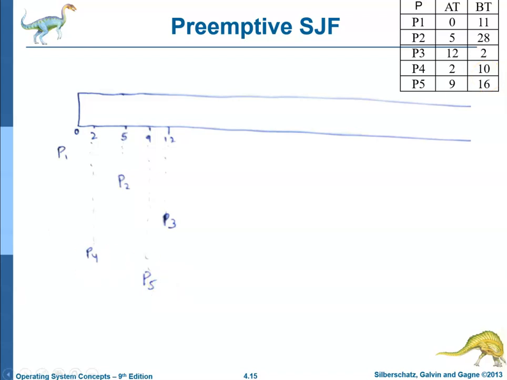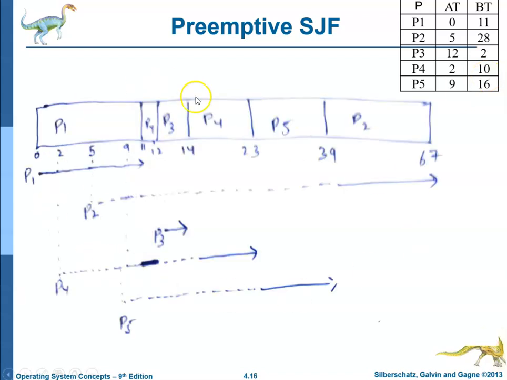So let's go ahead and work on this problem. This is the complete Gantt chart of this particular numerical example. Let's get started. At time 0, as P1 is the only process, it starts executing. It will execute for 2 seconds, and here you can see P4 comes in. P4's burst time is 10, whereas P1's remaining time is 9. So P1 being the shortest, it will continue to execute until time 5.